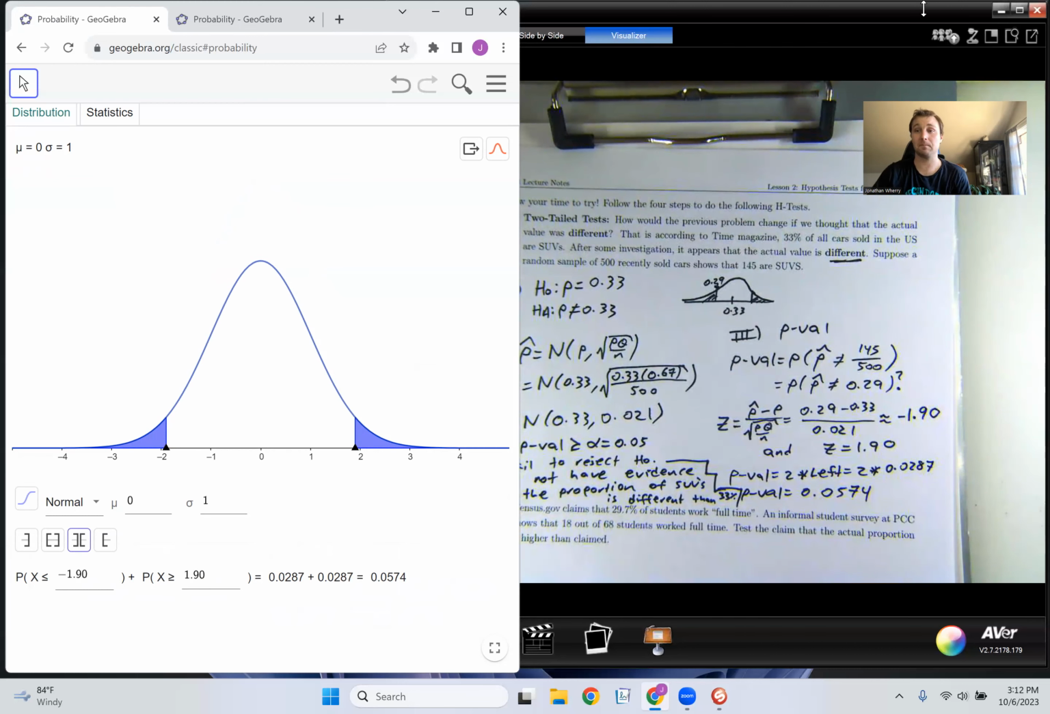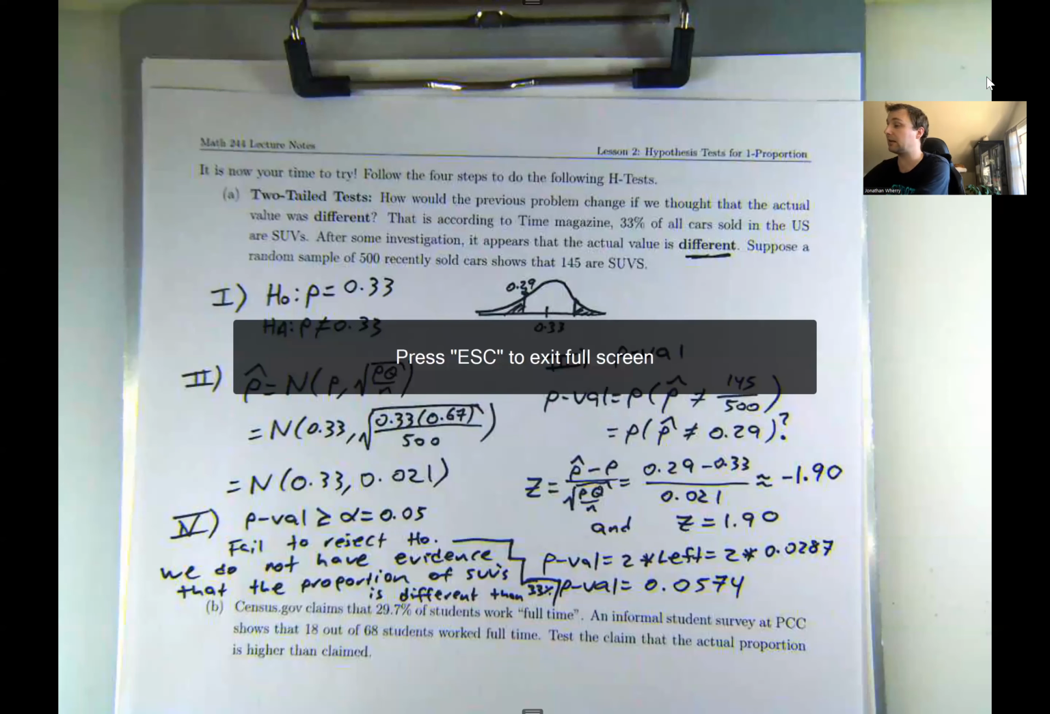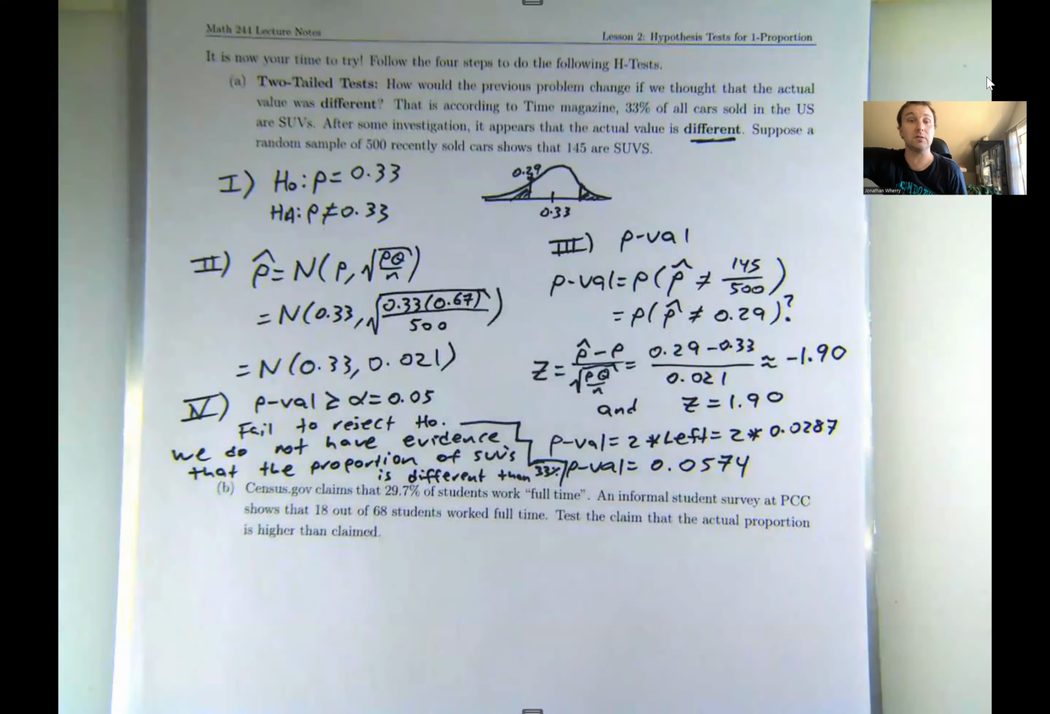Let's try another one. I like these. I like being able to test claims. I think that's a neat thing that statistics is able to do.